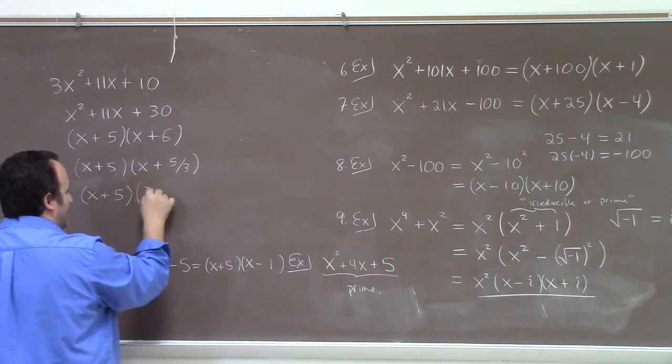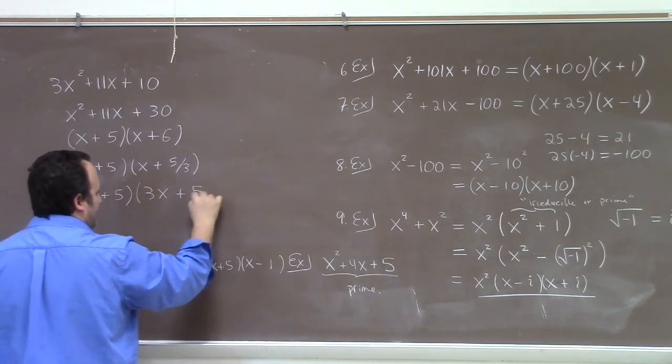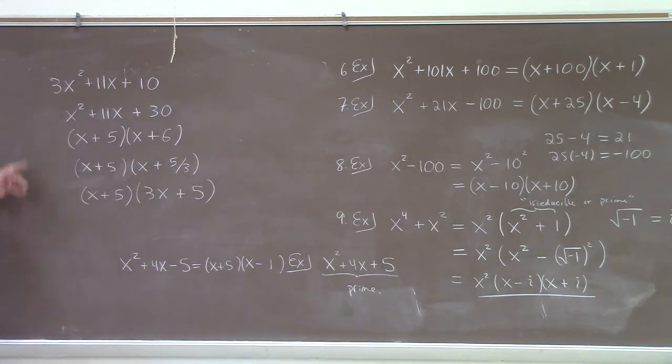And then so magically this becomes 3x plus 5. This, in a nutshell, is slide and divide.